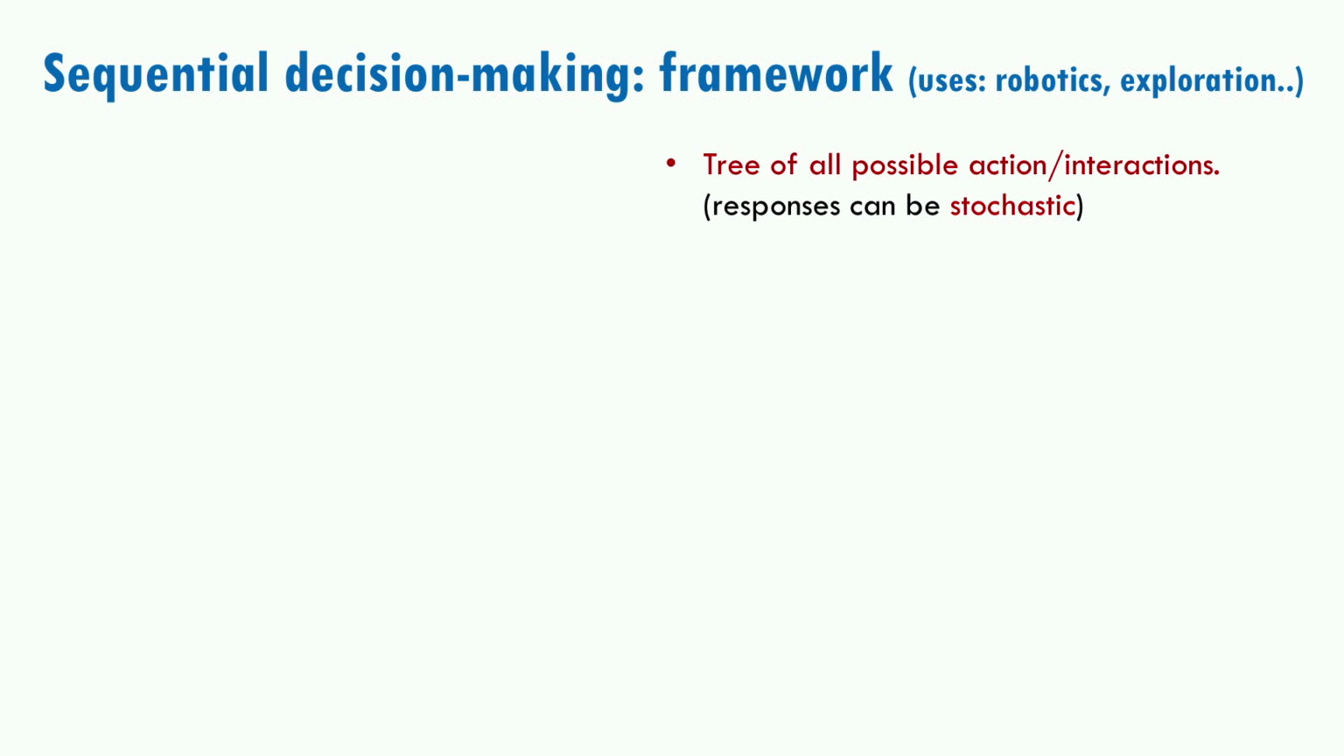And these actions can be stochastic. They could be a distribution of actions. And so this is really a tree, an infinite tree potentially, and it blows up. It's very large.